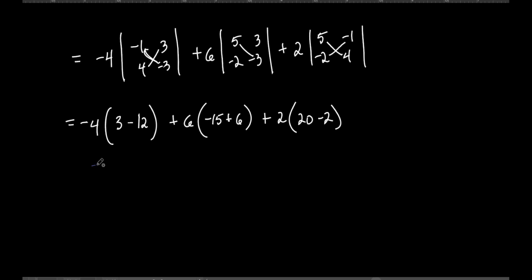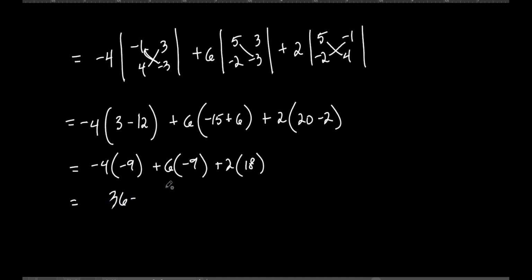All right, let's do this. So we'll write the stuff in the parentheses out. 3 minus 12, negative 9, plus 6 times negative 15 plus 6. That's also negative 9. Plus 2 times what? 18? Yeah. And this is what, 36 minus 54, what's that? 22. 20 minus 2. So it should be plus 2, right?